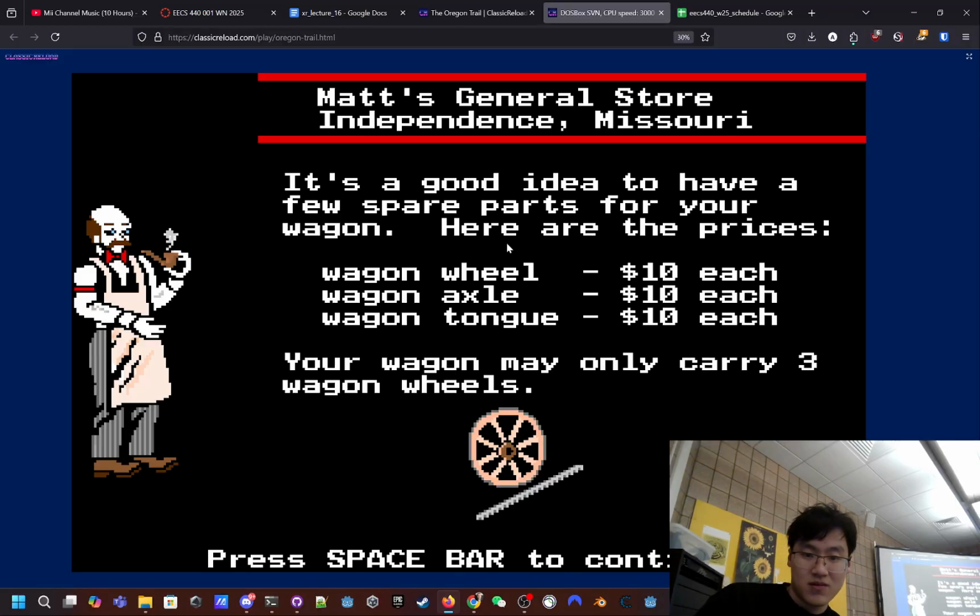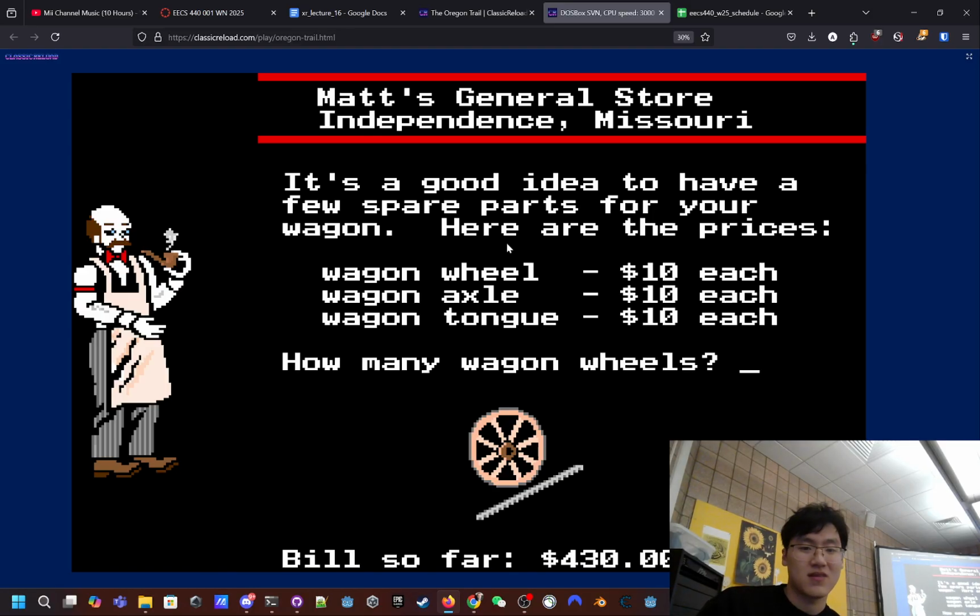Oh, I can only carry 3. Does it buy 3 or it doesn't? Maybe we can just carry 3 then. I want to point out that we were able to buy 1,000 pounds of food for like $100. Yeah, it's crazy.